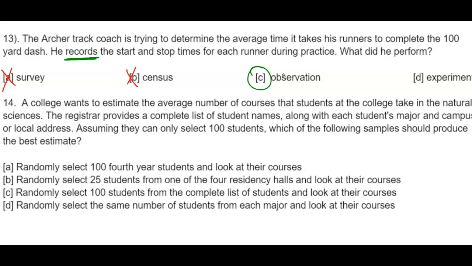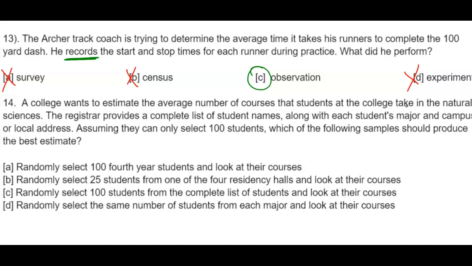However, let's talk about an experiment for a second. If it was an experiment, the coach would have done something to two different groups. One group would have gotten a treatment, one would have gotten some sort of control. In this case, first of all, there is no treatment or control group, and nothing was actually done to a group or to the runner to get the data. He simply observed to get it. So it was not an experiment.